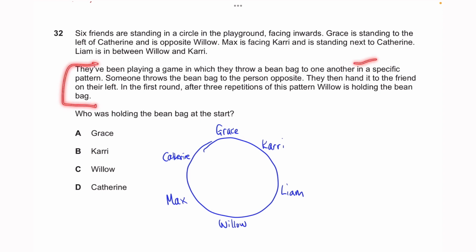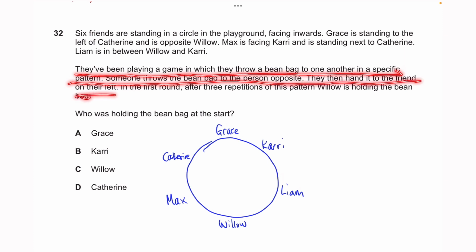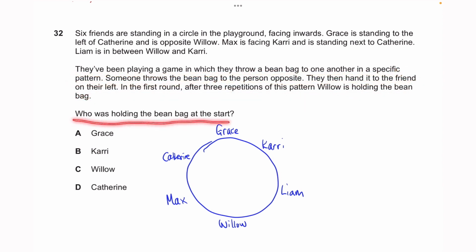What we're going to do now is have a look at the game itself. It says they've been playing a game in which they throw a beanbag to one another in a specific pattern. Someone throws the beanbag to the person opposite. They then hand it to the friend on their left. In the first round, after 3 repetitions of this pattern, Willow is holding the beanbag. So who was holding the beanbag at the start? We know that Willow was the one who ended up with it, but we've got to work out who started with the beanbag.